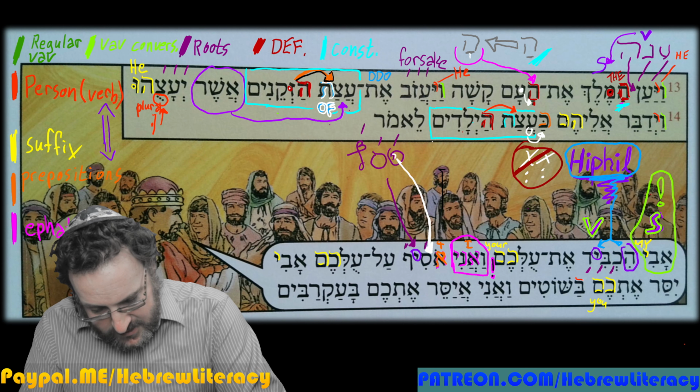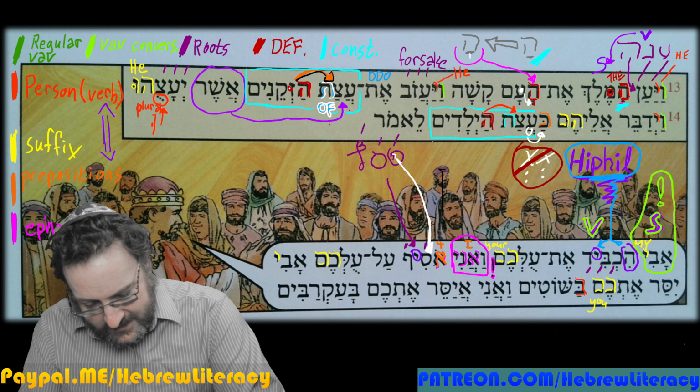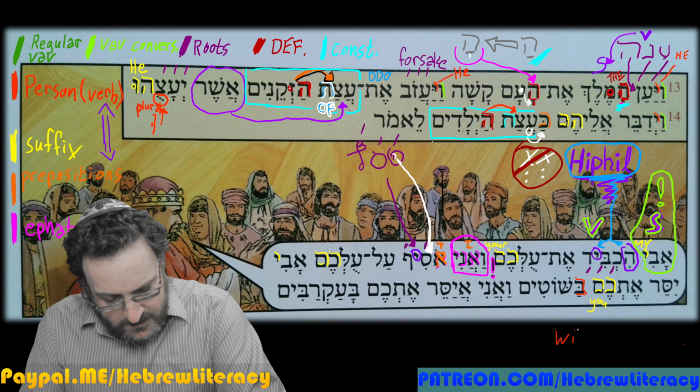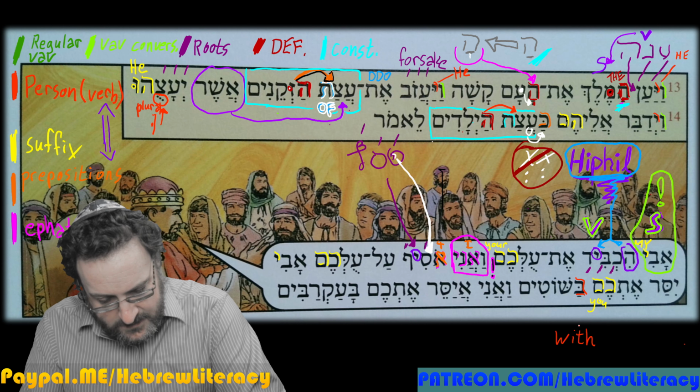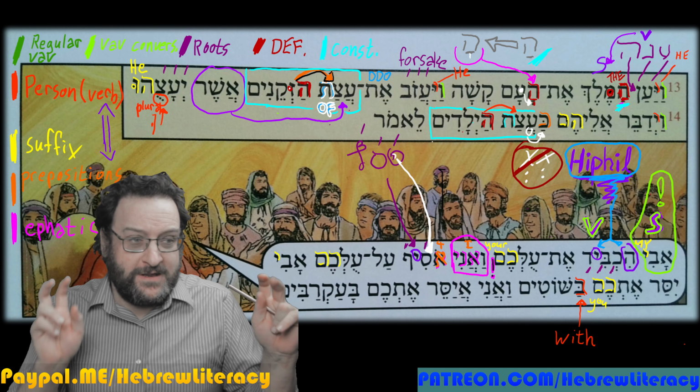Do we have our preposition? That's with. Oh, I can write down here. I just realized the black will look great. With the shotim, with the whips, or with scourging, you might translate.